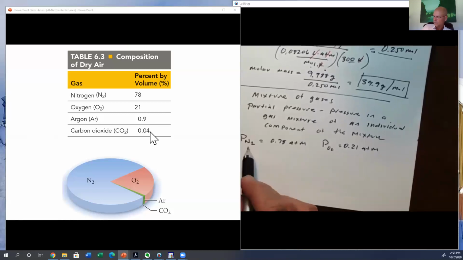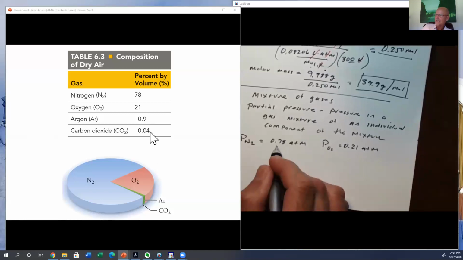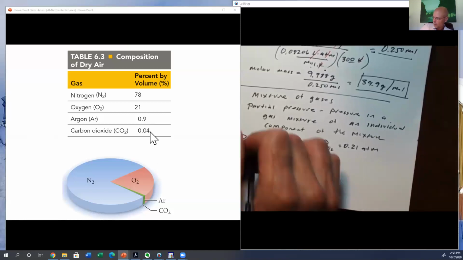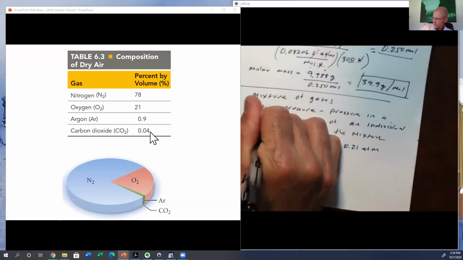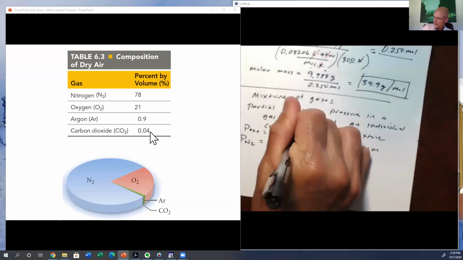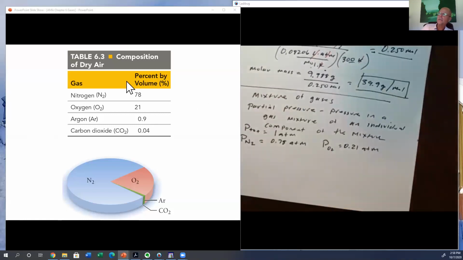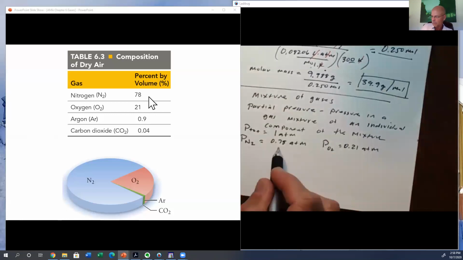So the total pressure is equal to 1 atmosphere, right? Since nitrogen composes 78% of the gas mixture, it also produces 78% of the pressure. So its partial pressure is 0.78. Does that make sense?